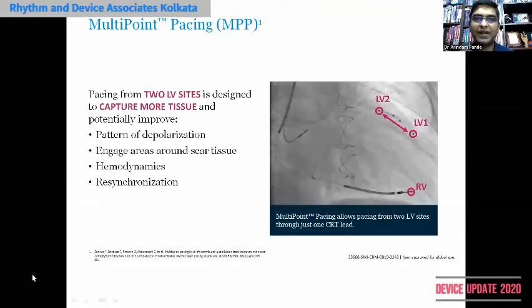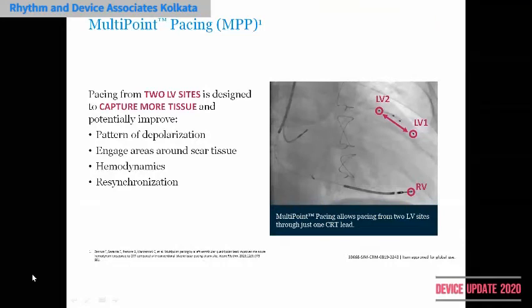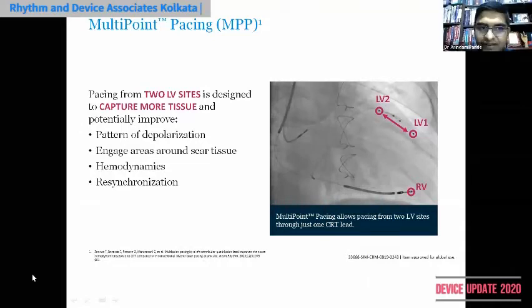At the same time, it utilizes more battery of the pulse generator. So whenever we are switching on multi-point pacing, we must understand that the battery consumption will be higher. So we might need to replace the battery earlier. So that is another thing. So in my practice, generally, I see how much response I get without switching on the multi-point pacing. If the response is suboptimal, then only I go for multi-point pacing. Otherwise, I generally keep it off.